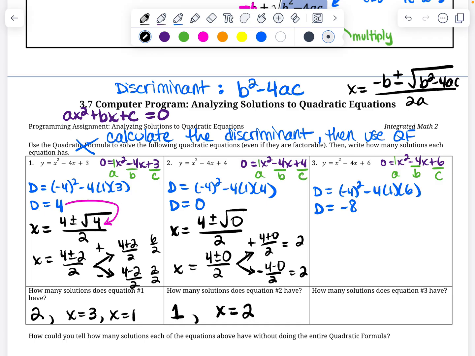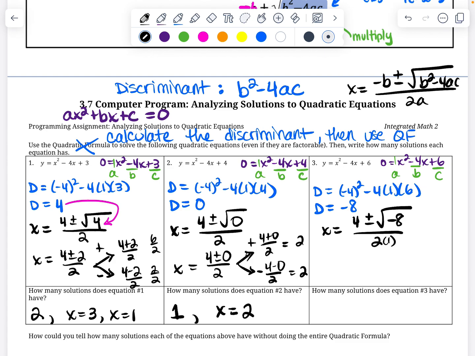All right, last one. x equals opposite of b, so it's going to be 4 again, plus or minus the square root of negative 8 over 2. And by the way, the reason why these were 2 is because a is 1. So really it's 2 times 1, which is just 2.